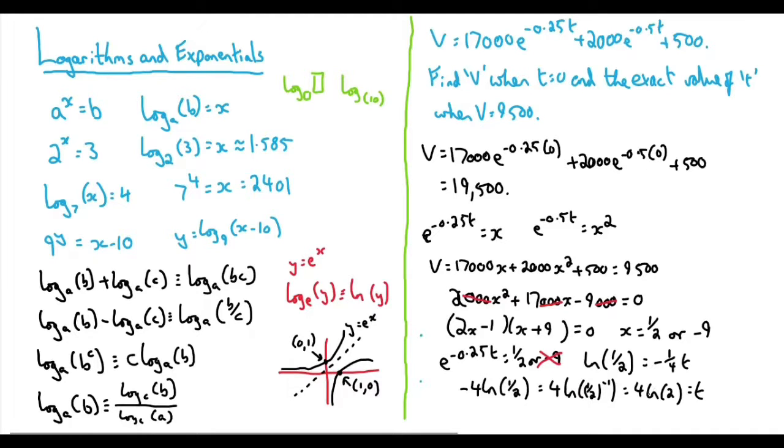If you were to put that in a calculator and get a decimal, your calculator, even if you didn't think you were, would inherently be rounding, so it wouldn't be exact. Exact means keep it in the e or the ln form.